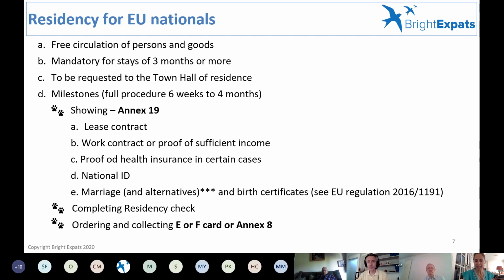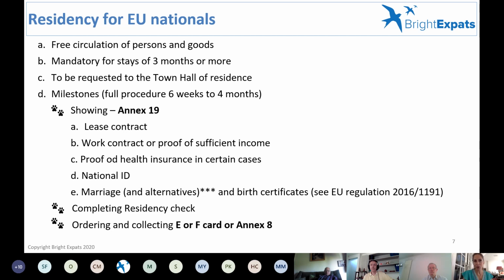The main milestones for that registration or residency application procedure are the following. You need to show up at the town hall and come with your lease contract, your work contract or proof of sufficient income. In certain cases, you need to show proof of health insurance, you need to show your national ID, and if you're coming with family, with relatives, you will need to show a marriage certificate or alternatives, which we will see in a few slides, to have your spouse registered with you, and birth certificates to have your children registered with you.